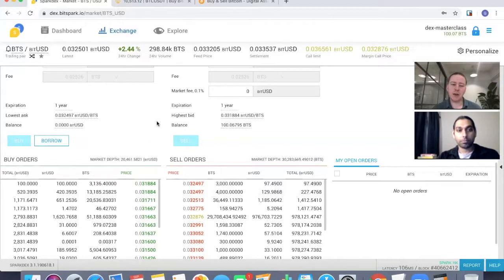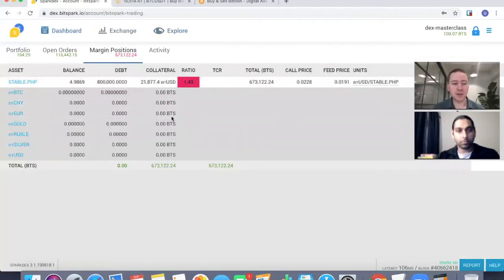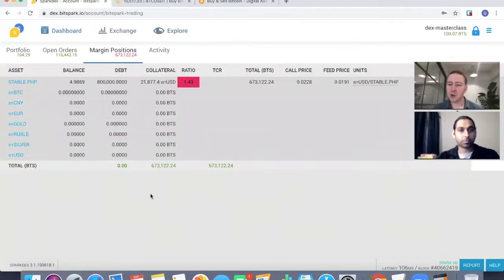So essentially, when I'm locking up collateral, I am taking a bet. I'm taking a long or a short position on it. One of the cool things is we can actually look at this in one of the Bitspark accounts. If you just check out Bitspark trading, and anybody can see this on the DEX, we have this concept, but for some of the more traditional fiat currencies. So Bitspark trading is one account which we use to manage our stable.PHP currency pair.